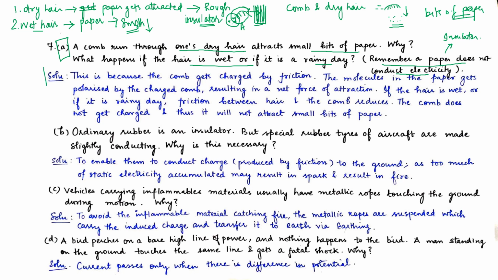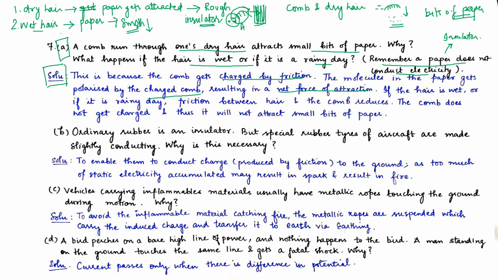Now we will see the solution. This is the explanation of how you have to deal with such a question. Now we will see the solution here. This is because the comb gets charged by friction, and the molecules in the paper get polarized by the charged comb, resulting in a net force of attraction. If the hair is wet or if it is a rainy day, friction between hair and the comb reduces. The comb does not get charged and thus it will not attract small bits of paper.